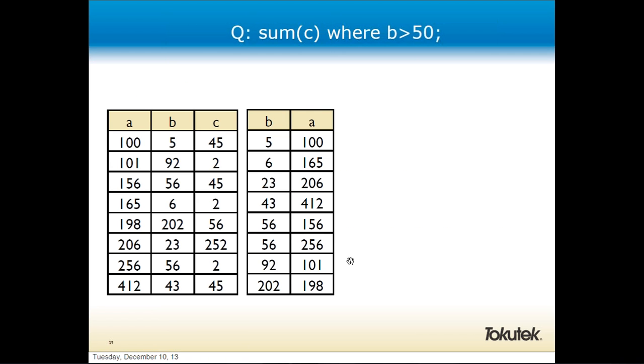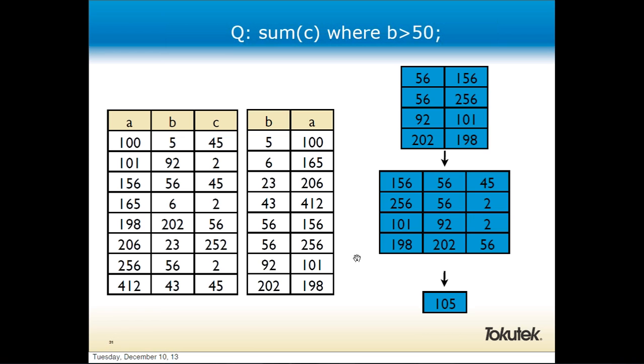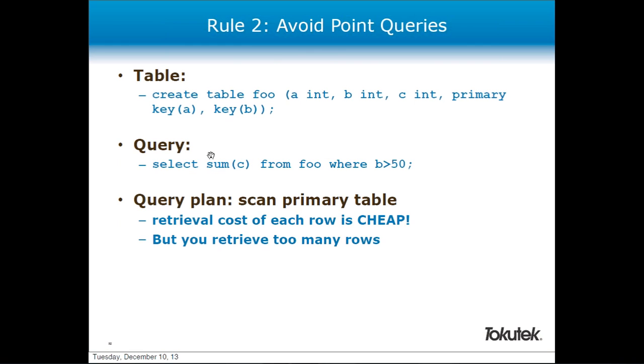And I just want to bring back the context that I discussed at the beginning of the talk. Once again, finding the row identifiers here, 156, 256, 101, and 198, where B is greater than 50, that's fast. But then actually retrieving the rows to get those values of C so you can sum them up, that's going to be slow. And that's going to require point queries into this main dictionary. So what can we do about it?